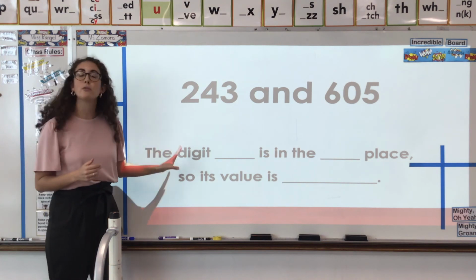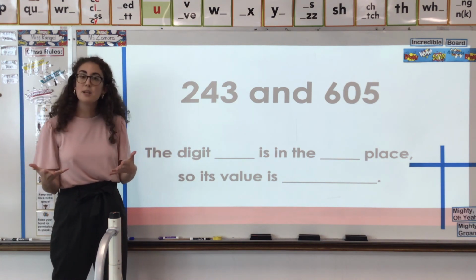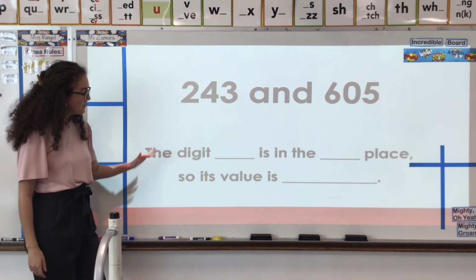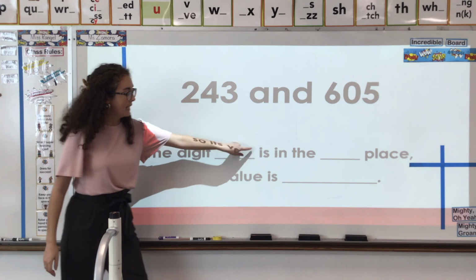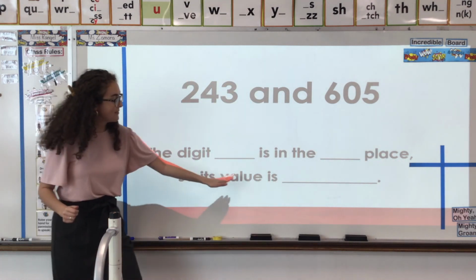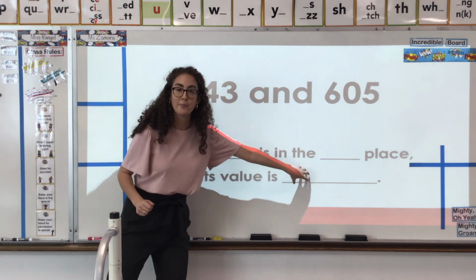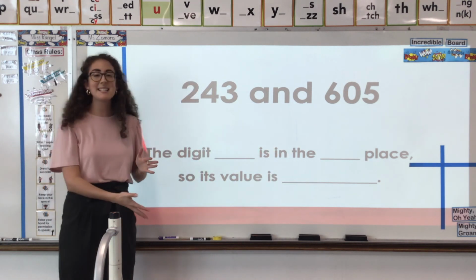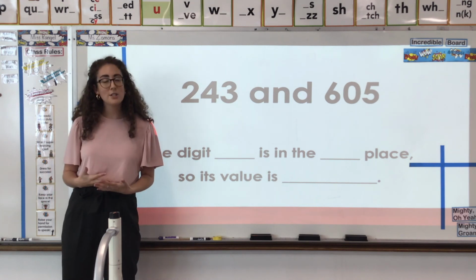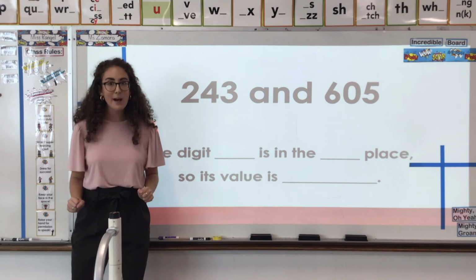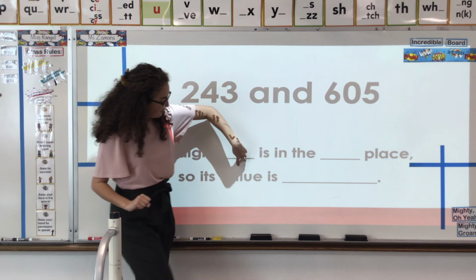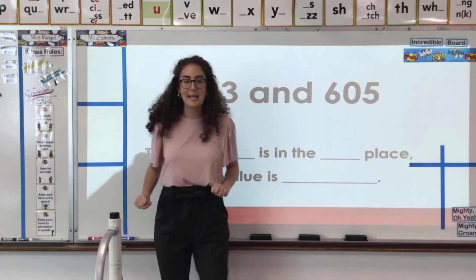Down here, I have written the sentence that we've been using to describe the numbers, if that helps you. The digit is in the place, so its value is. If you want to write this sentence down to help you talk about the number, you're more than welcome. Or if you want to describe it a different way, that's okay as well, as long as you use our big vocabulary words: digit, value, and place.